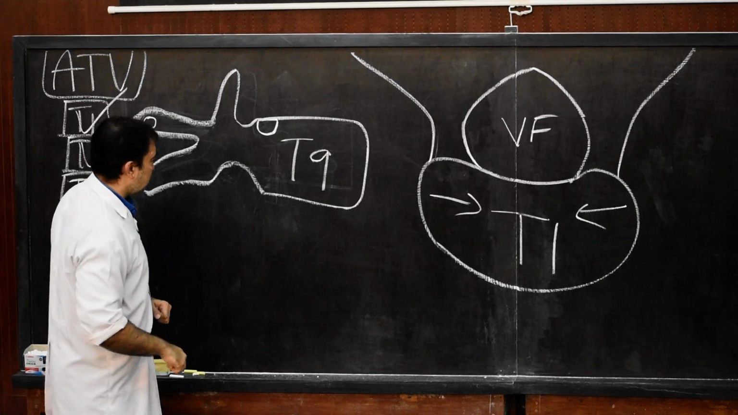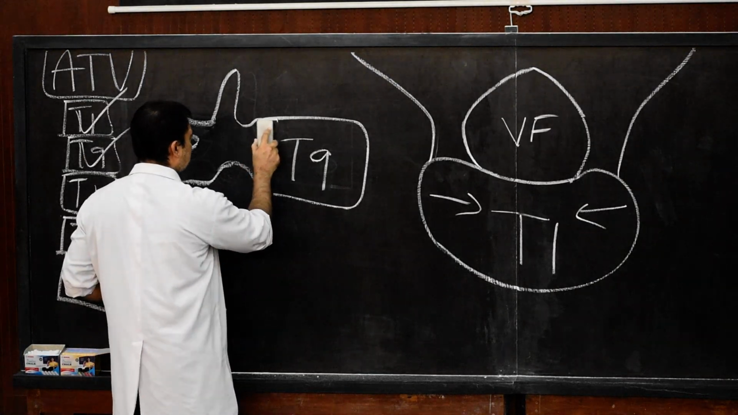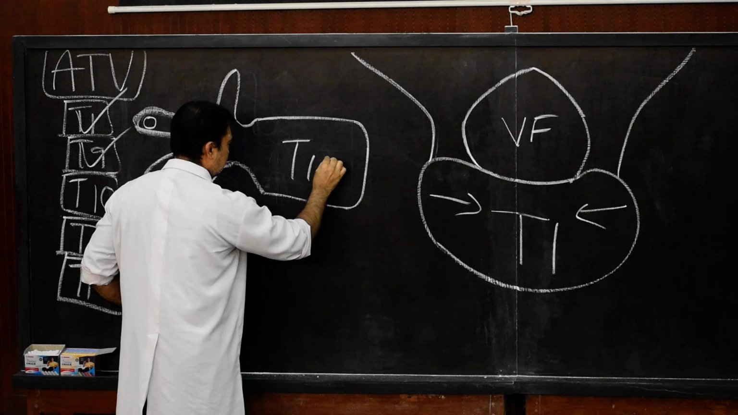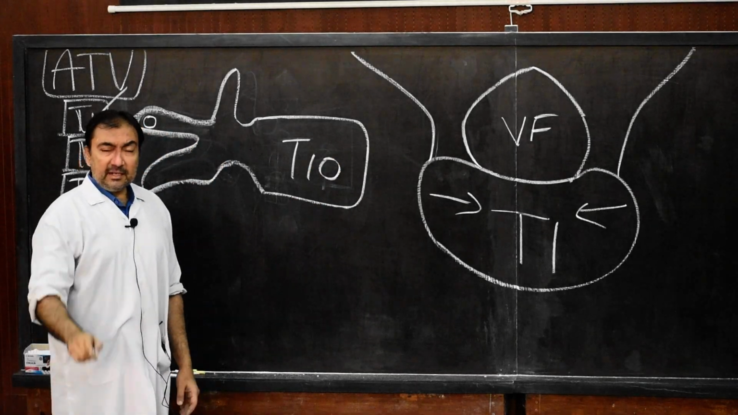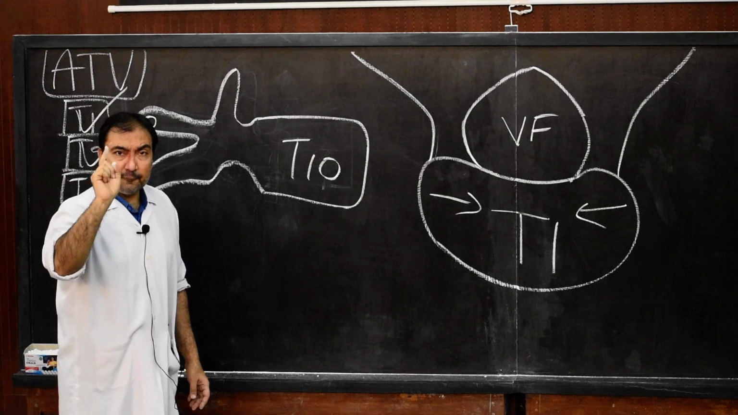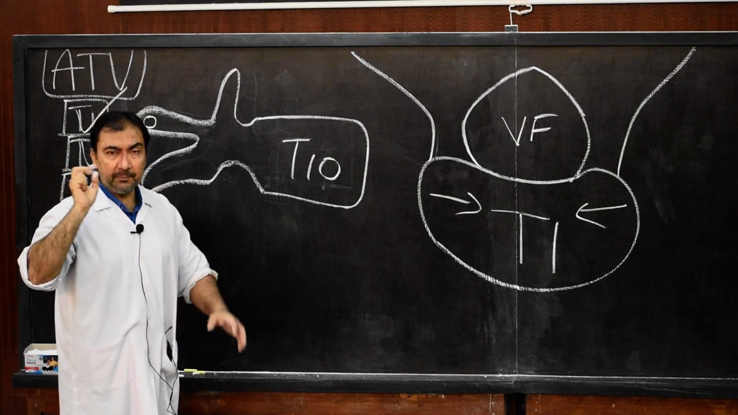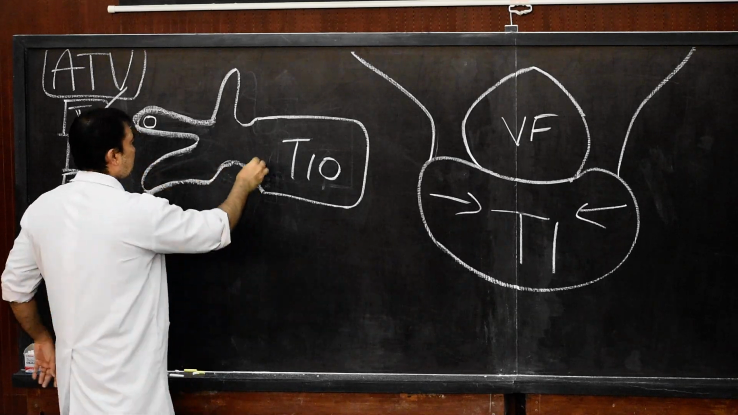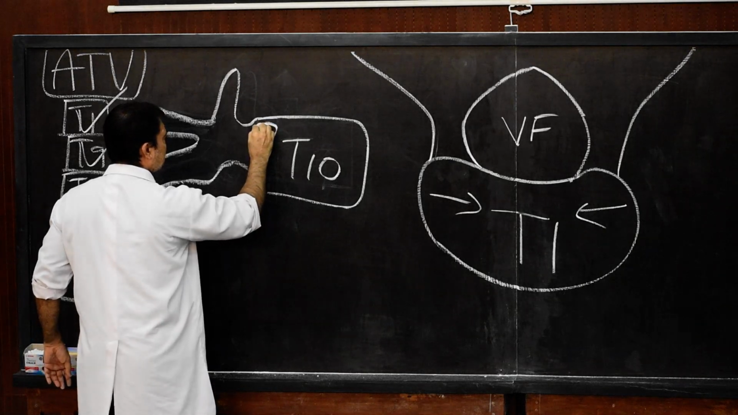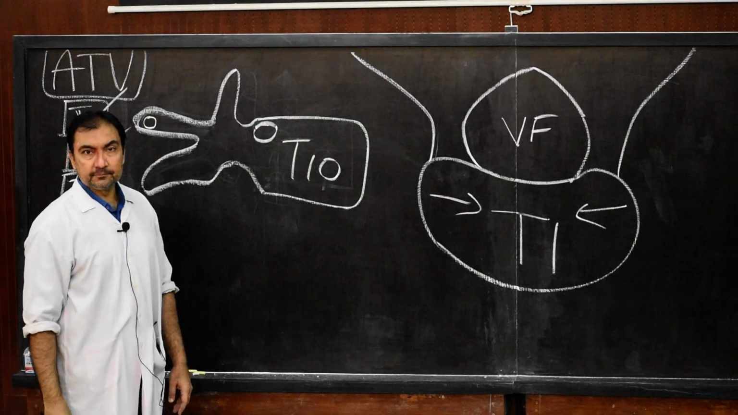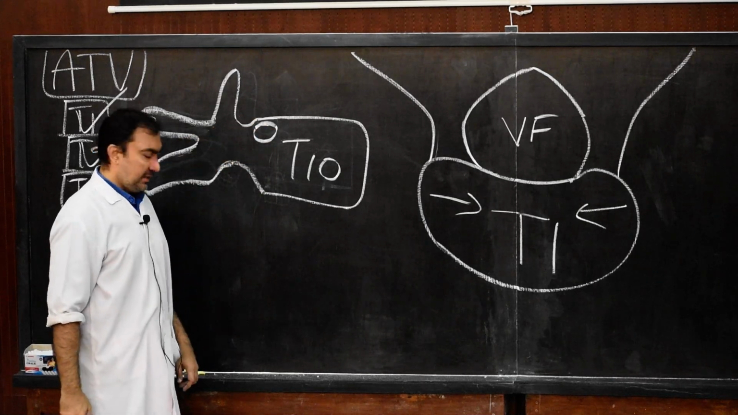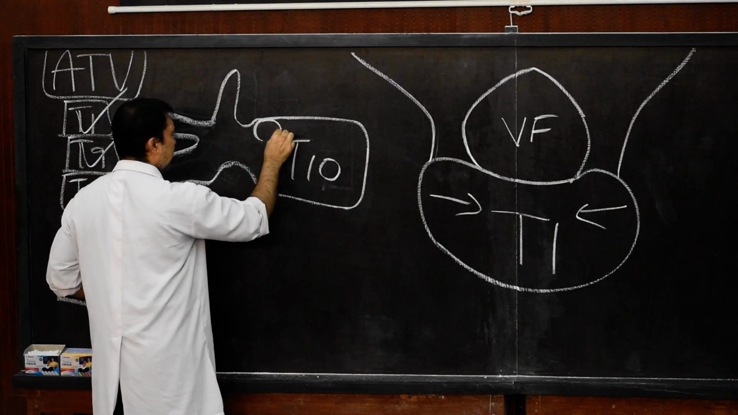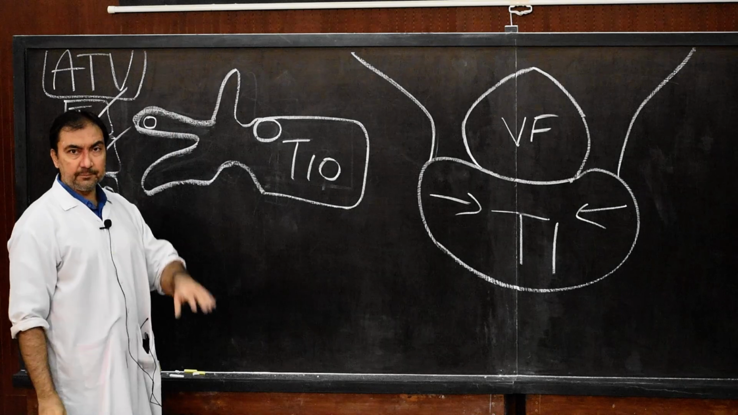Now we consider T10. What will be the features of T10? Here I will simply mention this as T10. In T10, there will be presence of only one costal facet, and it will not be a demi-facet. Remember, in T9 it was a superior costal demi-facet, but here it will be one costal facet present at the upper margin. It is one complete costal facet present at the upper margin.